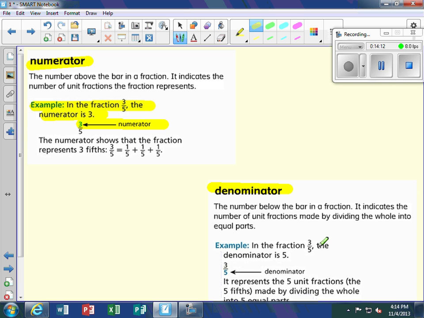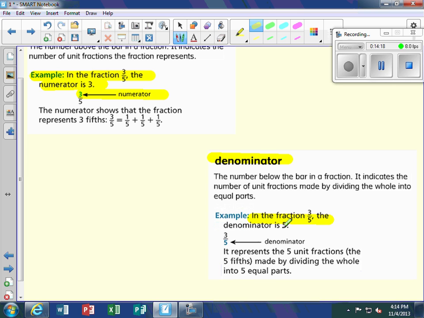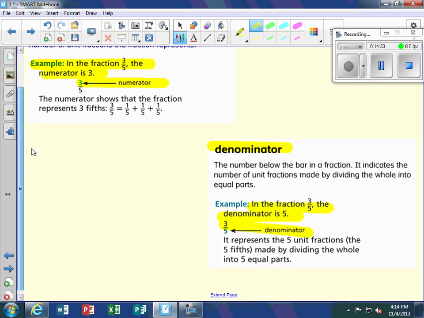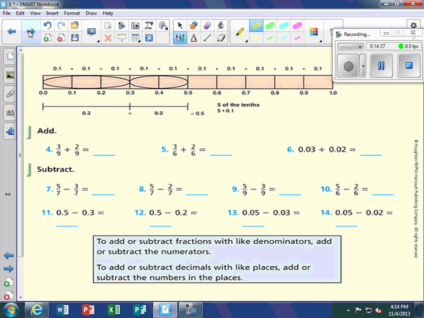Denominator. The number below the bar in a fraction indicates the number of unit fractions made by dividing the whole into equal parts. Example, in the fraction 3/5, the denominator is 5. 3 over 5, denominator. Copy that down. It represents the 5 unit fractions, the 5/5, made by dividing the whole into 5 equal parts. Copy those two definitions down, or at least the examples for the two definitions. And let's move on.